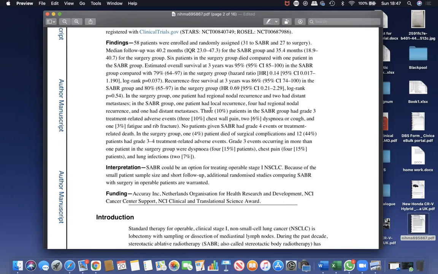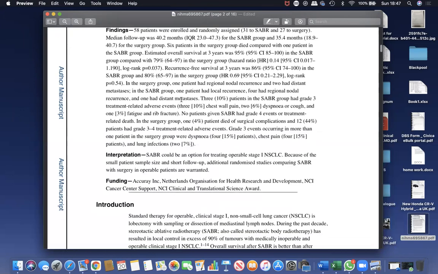Yes, sir. The paper should not have come out at all. Forget the paper coming out. This study should not have been allowed because 50% of patients actually received a wrong treatment. Okay. Carry on. Let's finish this.